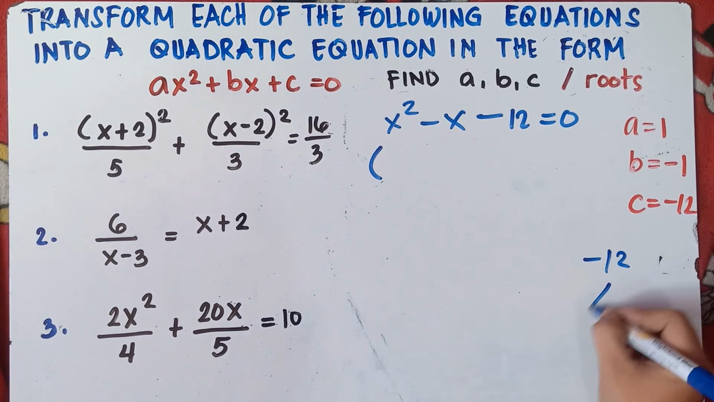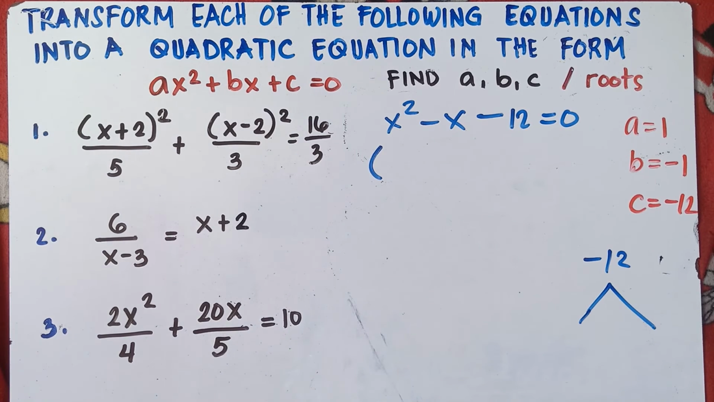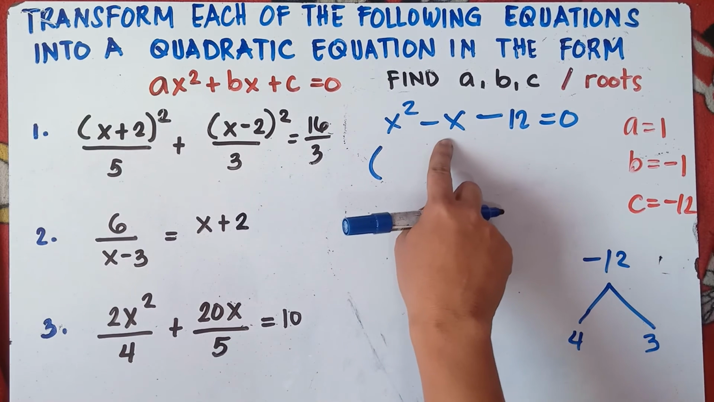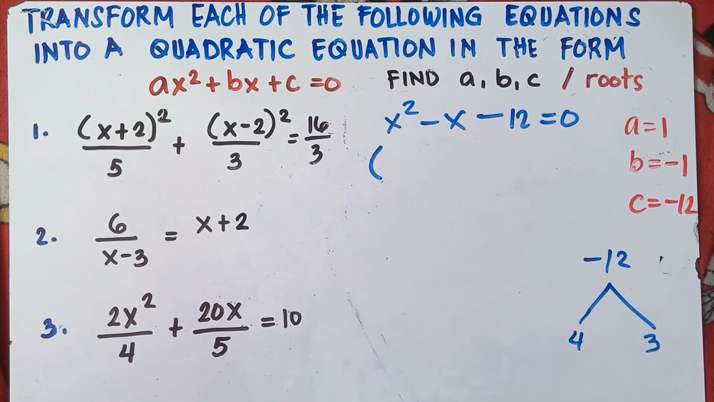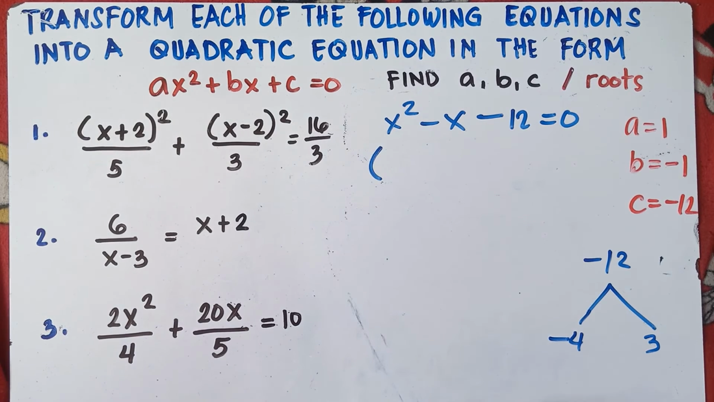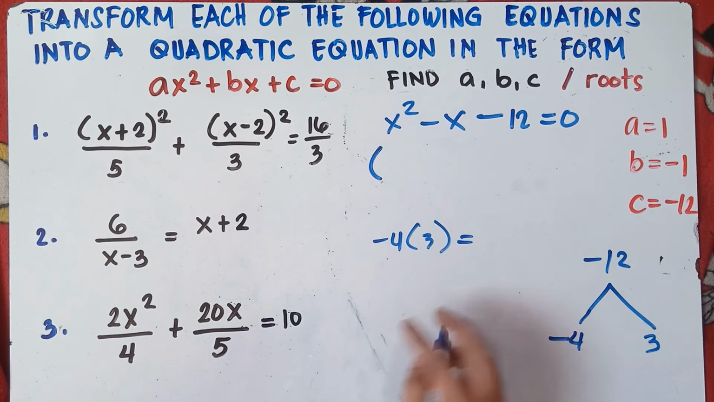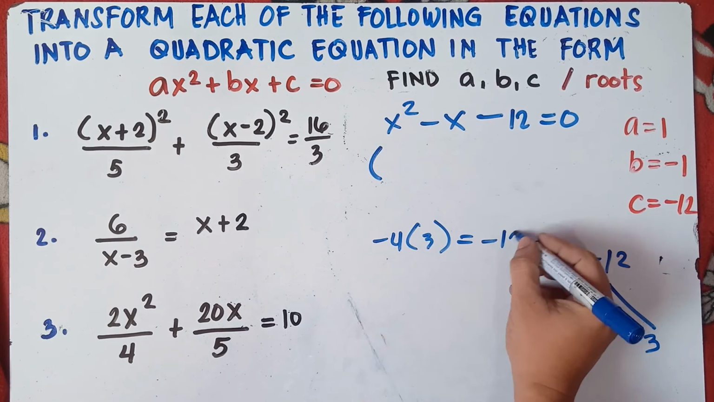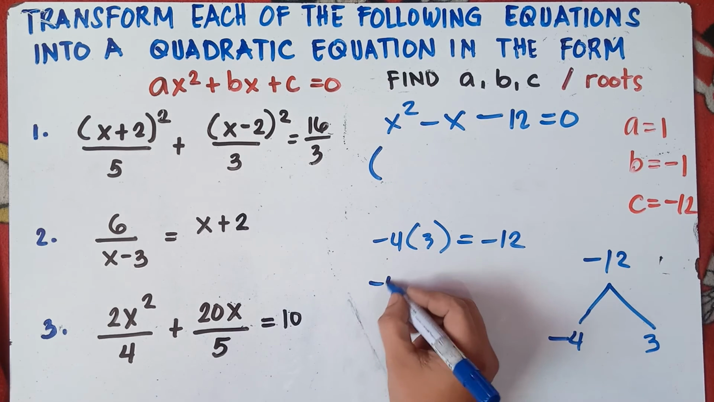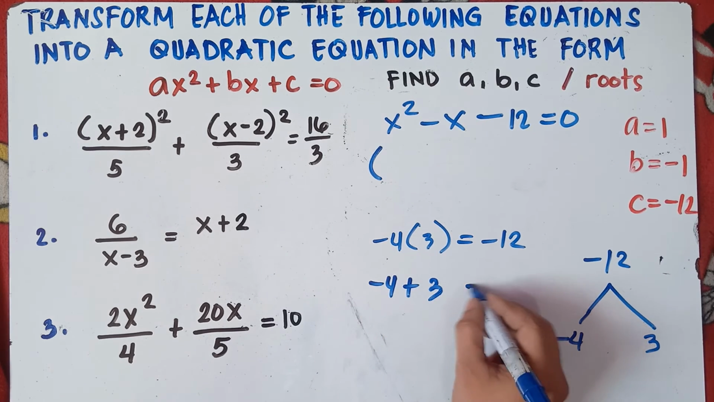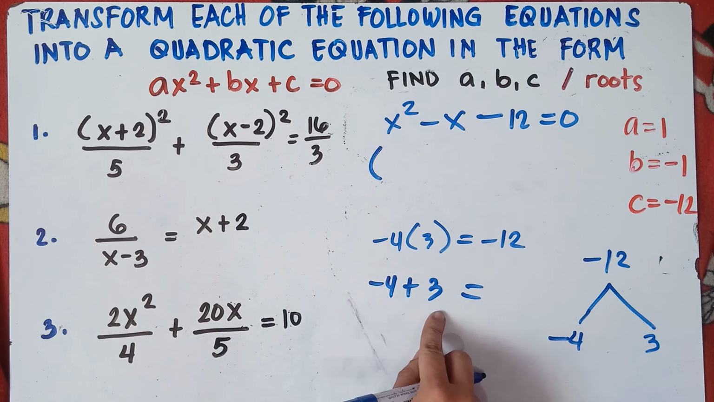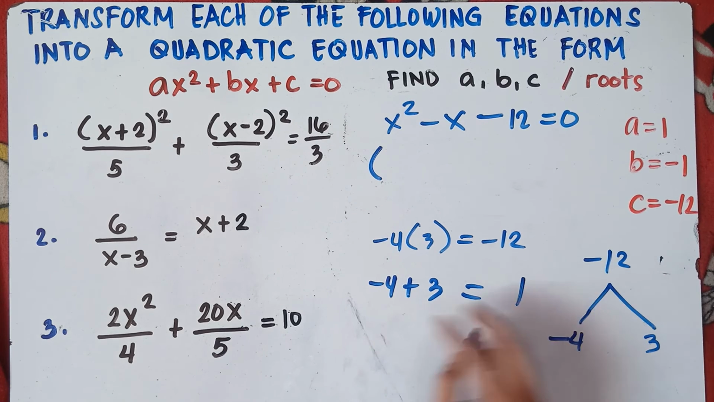So, negative 12. What would be the two numbers, class? Of course, for negative 12, that would be 4 and 3, right? Because if you subtract 4 and 3, you will get 1. But since it is negative 1, one number should be negative, and it will be negative 4. Why is that, sir? Because if you multiply negative 4 times 3, you will get negative 12, right? If you combine negative 4 plus positive 3, if the signs are not the same, you subtract. 4 minus 3 is 1, and then copy the sign of the larger number. So we have negative 1.